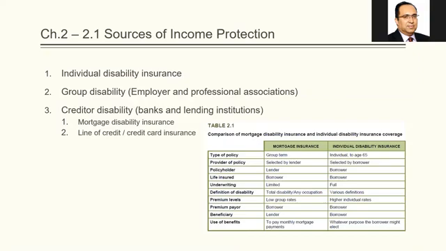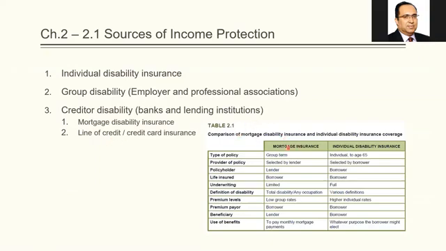It can also be a professional association, like a group of alumni or people who are of the same profession. They can also be a group, right? And then the third one is creditor disability through the banks and the lending institutions. So if you become disabled, then your mortgage payments are going to be covered. This is through the banks and lending. They have mortgage disability insurance, and they have it for a line of credit. Usually it will just pay the minimum payments for the mortgage or the minimum payment for the line of credit. But in some cases it may pay off the total amount, but that depends on the policy.